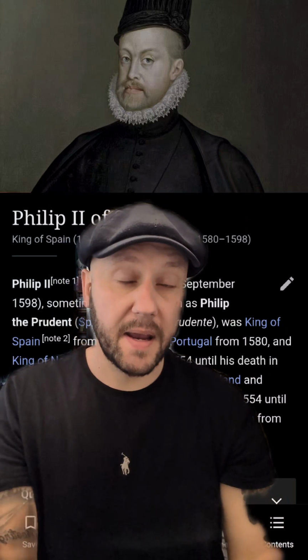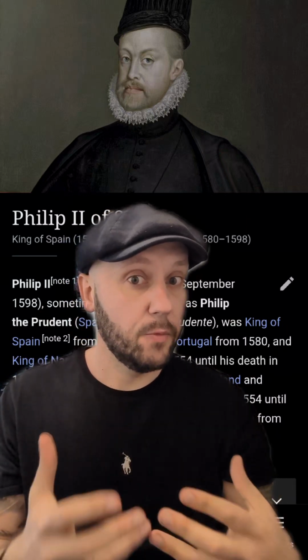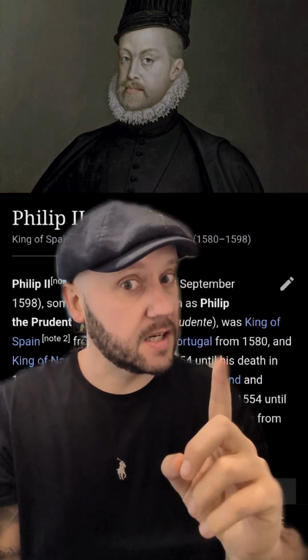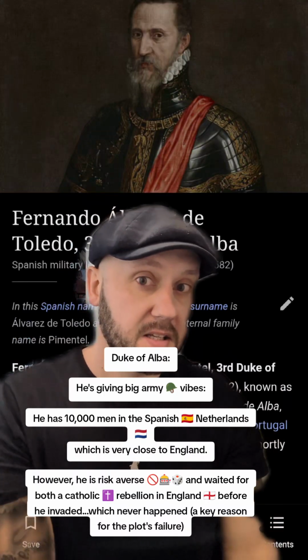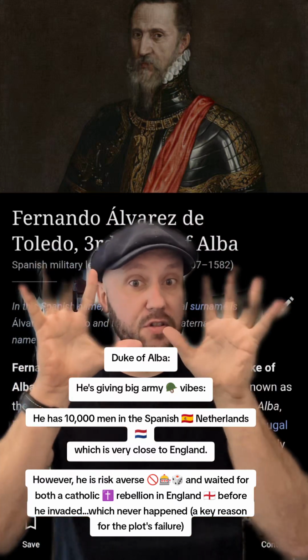King Philip II of Spain also backed the plot, and he would back it with money and an army when necessary. It never got to that stage. And the reason it didn't get to that stage is because of the Duke of Alba, who was in the Spanish Netherlands with 10,000 soldiers.